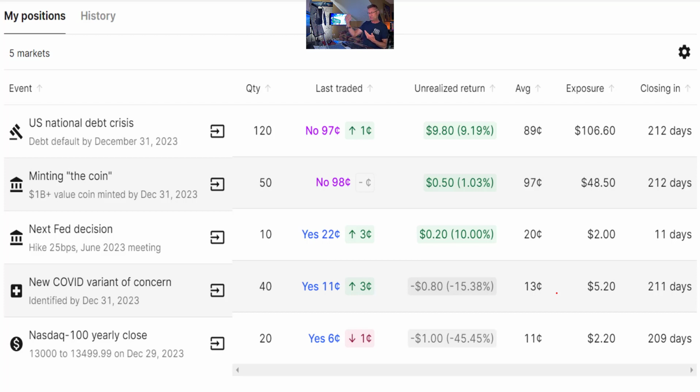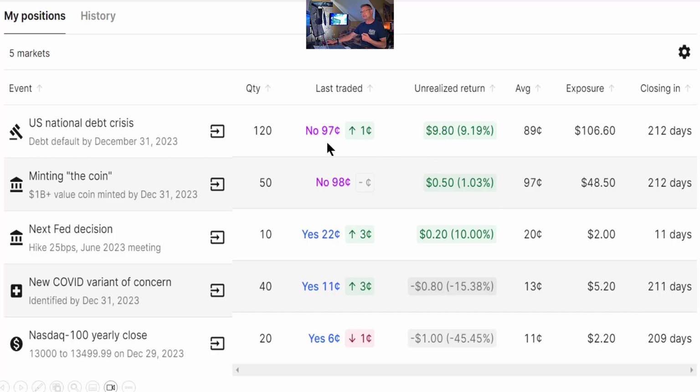So these are some of the actual trades that we have had going on or have currently going on in our live trading room. The U.S. national debt crisis. Will the government default on their debt before the end of the year? Now, that's probably a pretty low probability trade. You can see it certainly was.